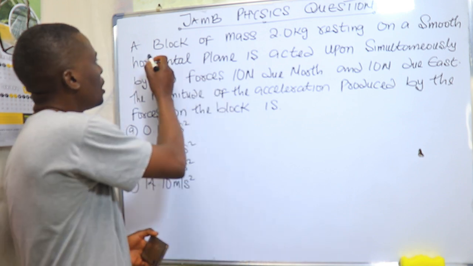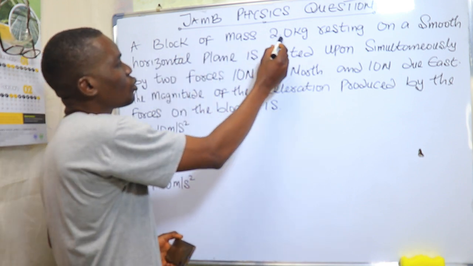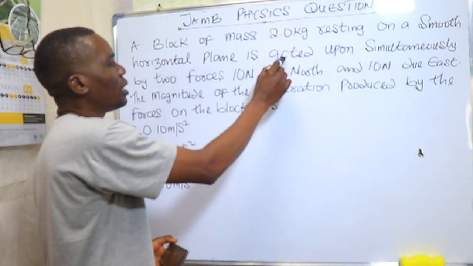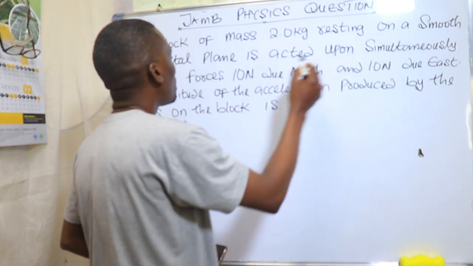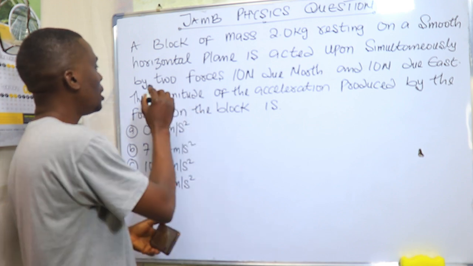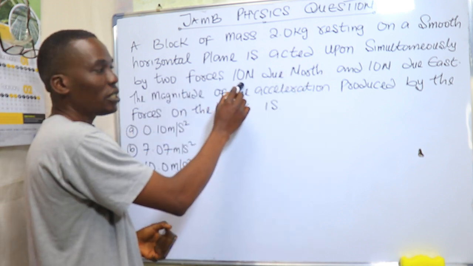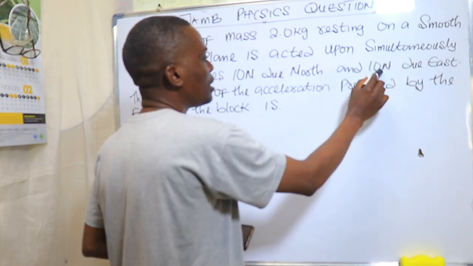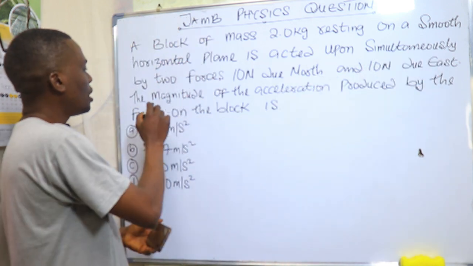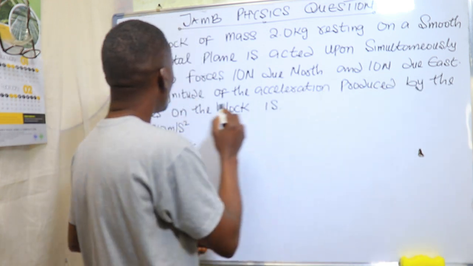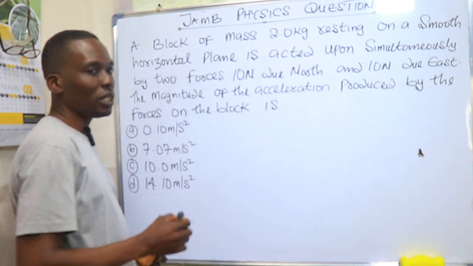Now the question say one block of mass 2.0 kg resting on a smooth horizontal plane is acted upon simultaneously, that is together, by two forces. One dey act north, na 10 Newton, and the other one dey act east, na 10 Newton. They now say the magnitude of the acceleration wey dey produced by the forces on the block na wetin.